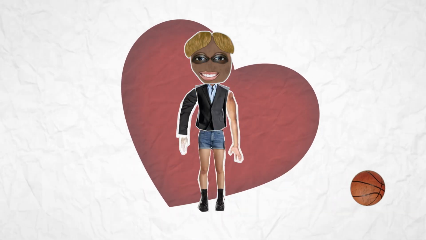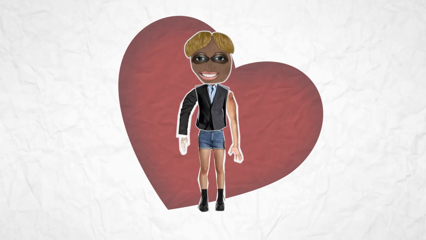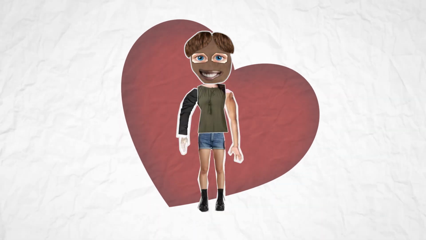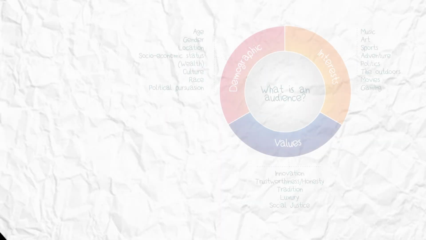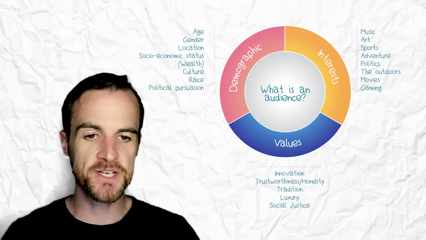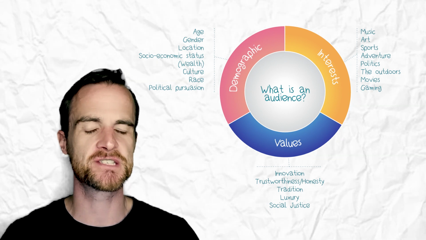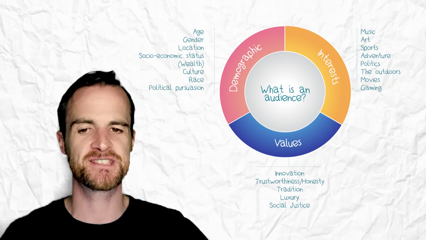Finally, we have their values. These are a series of values which our target audience finds particularly important. These values may be authenticity, fairness, or kindness. So, to create your target audience group or persona, you simply need to combine relevant characteristics from all 3 of these segments.